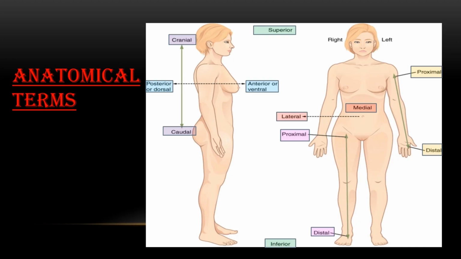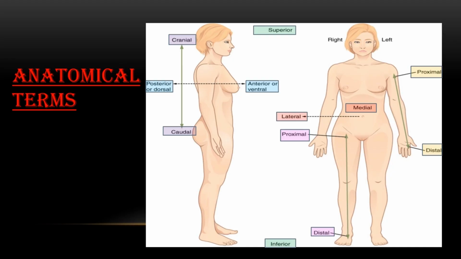Another term that is used quite a lot is superficial and deep. It's not shown here, but we should discuss it here. Superficial means the structures which are close to the surface or skin of the body, and deep means further away from the surface of the body. As abdominal muscles are superficial when compared to the viscera like stomach or intestines, which are deeper structures.